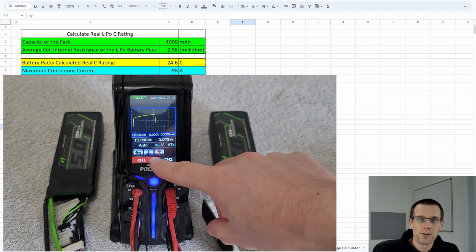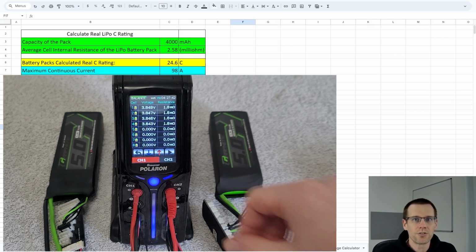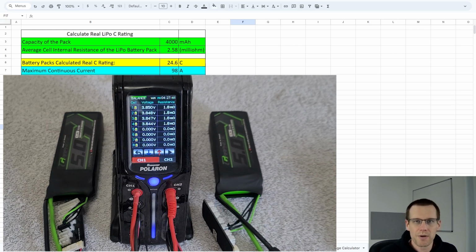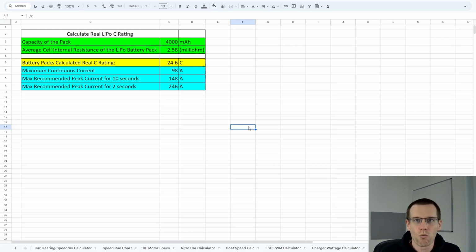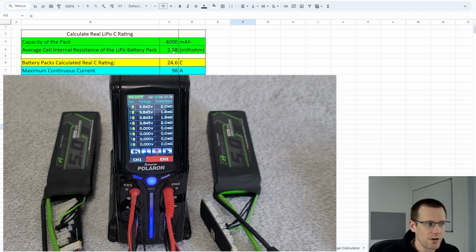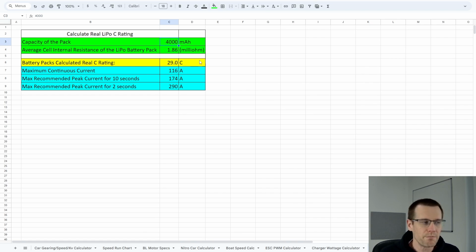So what we've now learned from this test is the total internal resistance of all the cells that we've measured, and we're getting an average of 1.86 milliohms. So we're gonna put in 1.86 here, and the capacity of this battery pack is a 5,000 milliamp hour pack. Now, the battery pack's calculated real C rating as it relates to the internal resistance is coming out at 25.9. Definitely a far cry from the 75C that this battery is advertised.